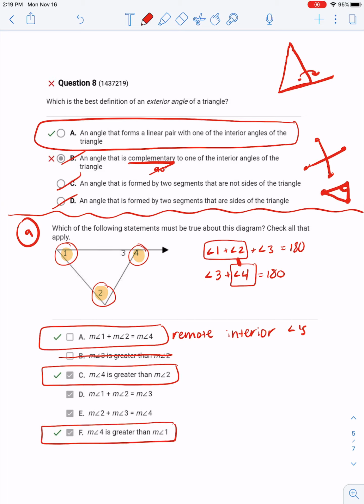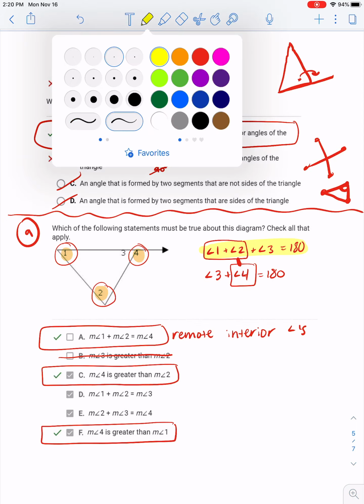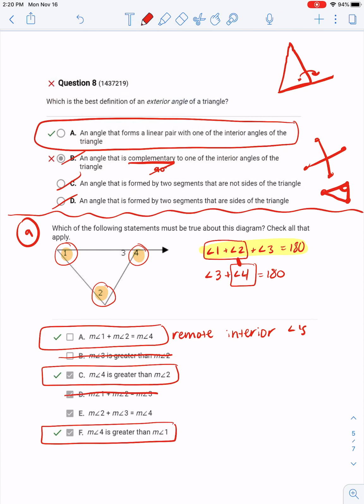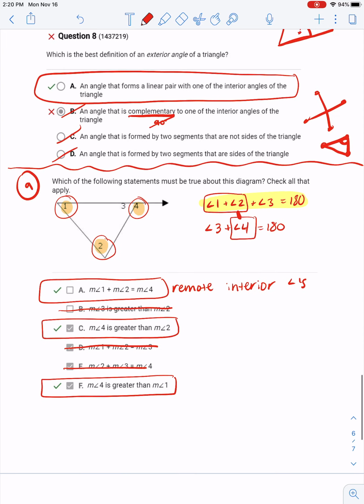So let's see the next one. Measure of angle 1 plus the measure of angle 2 equals the measure of angle 3. That's not right because we said over here that 1 and 2 and 3 together are 180 degrees. So 1 and 2 are not equal to 3. That's not accurate. We cannot say that. And then the last one, the measure of angle 2 plus the measure of angle 3 equals the measure of angle 4. No, because angle 4 is equal to 1 and 2. Those are the remote interior angles. So nope, that doesn't work either. Okay.